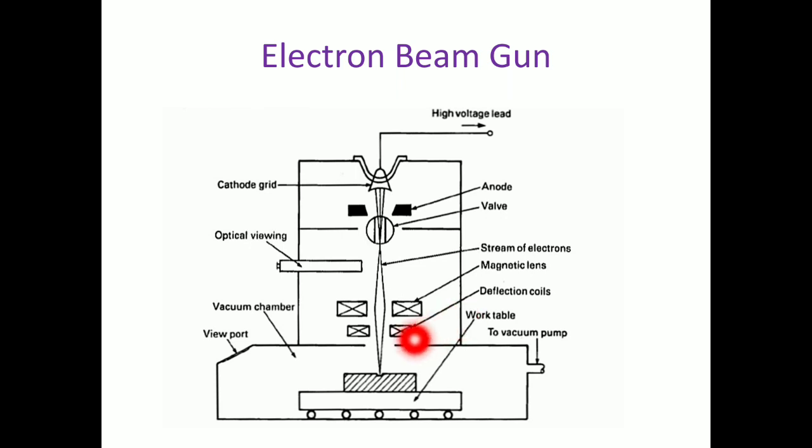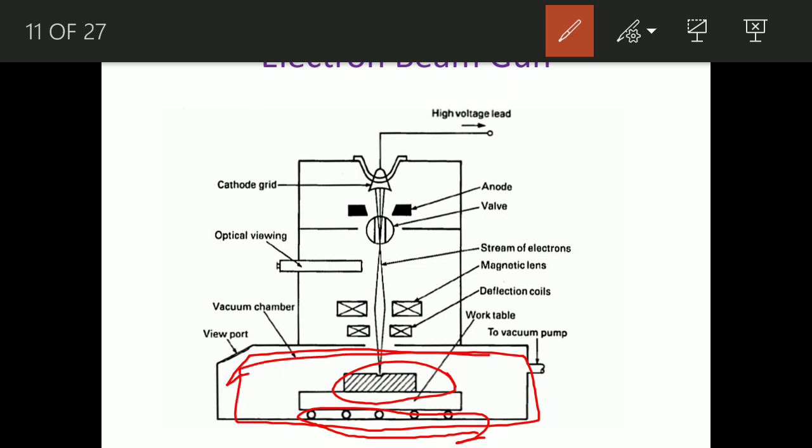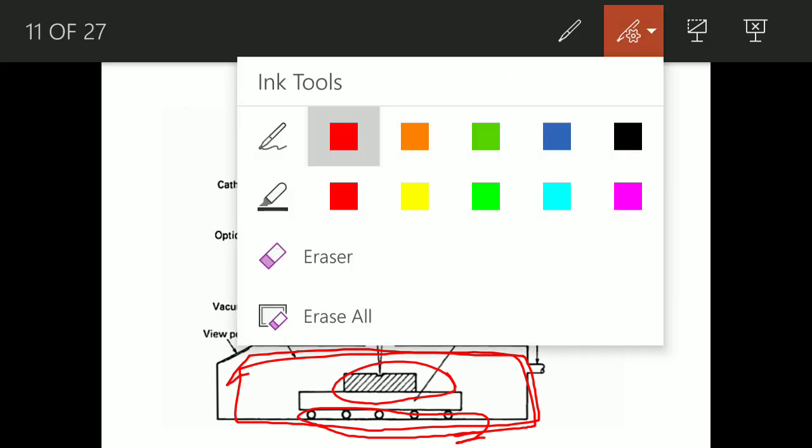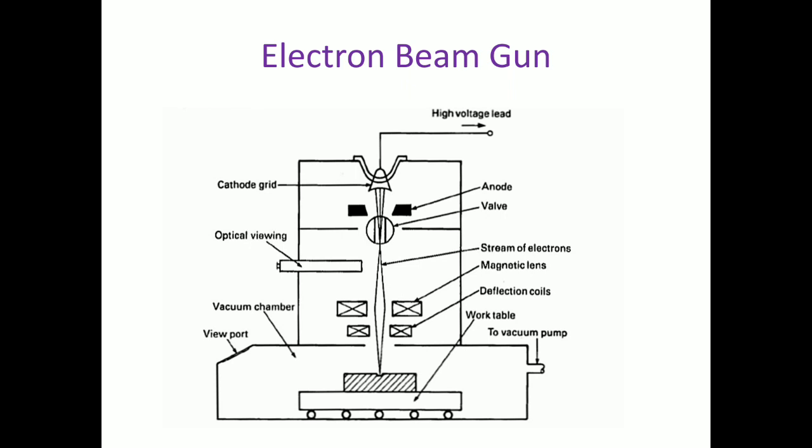And this is the work table placed on rollers. You can see here, I'm showing you with the pen. Here is the roller table, here is the workpiece on the table, and this is the vacuum chamber. A vacuum pump is creating a vacuum so that the energy of high speed, high velocity electrons is not destroyed. So it has to be done in a vacuum chamber.